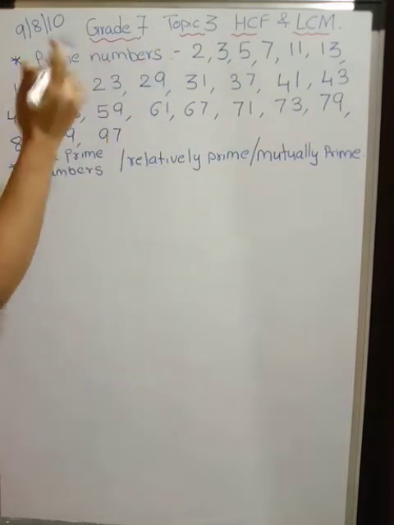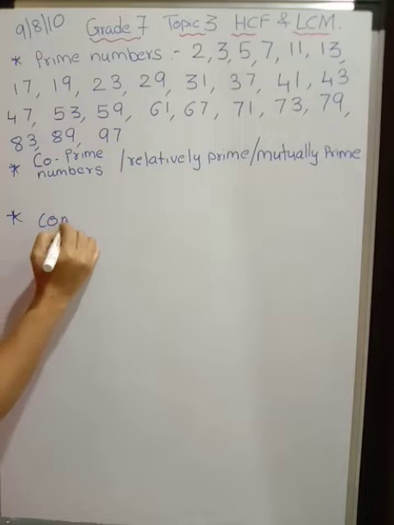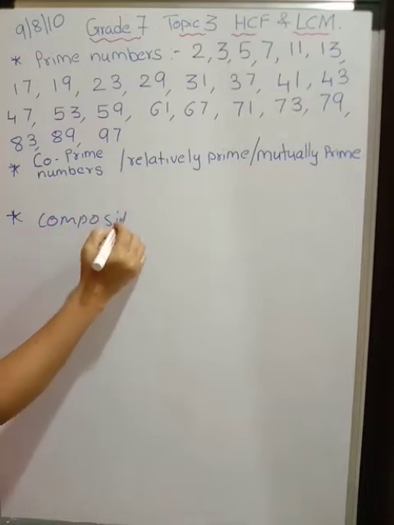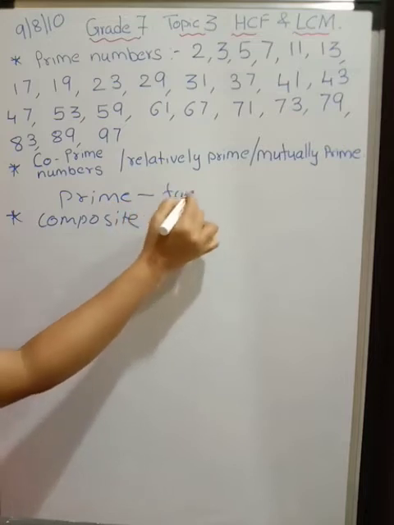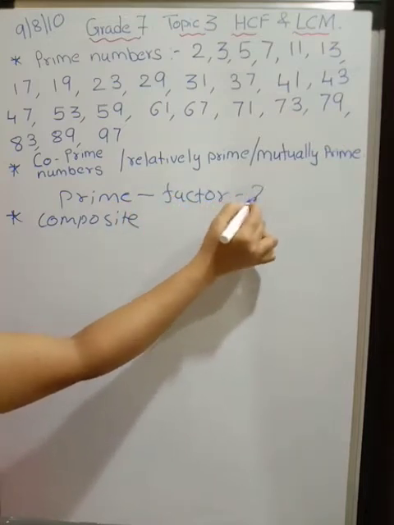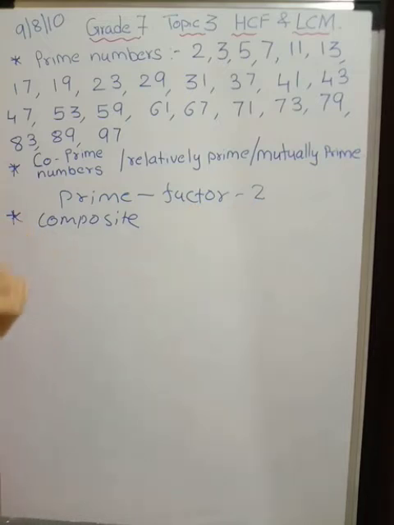Now once prime numbers are clear, let us go for another number. Before going to co-prime, I will tell you what we mean by composite numbers. Before that, prime numbers have how many factors? There are only two factors: the number itself and 1. Now, composite numbers. Composite numbers have more than two factors.